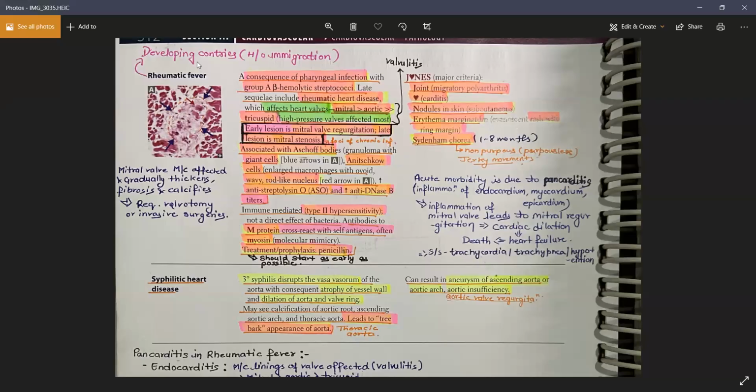Anyone knows? Anyone? John? Yeah? John's nodule? No, that's in the endocarditis.